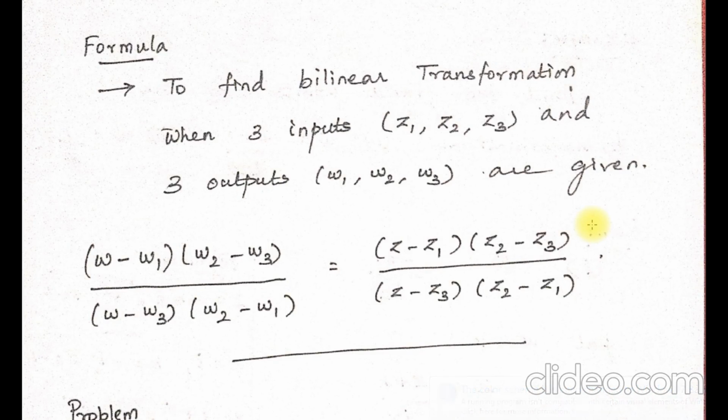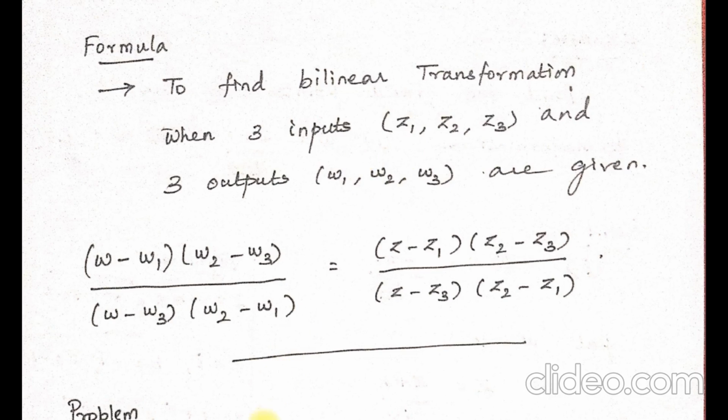Dear students, in the previous video we saw what a bilinear transformation is, along with examples and invariant points. Now we are going to see the formula for finding the bilinear transformation whenever three inputs z1, z2, z3 and three outputs w1, w2, w3 are given.